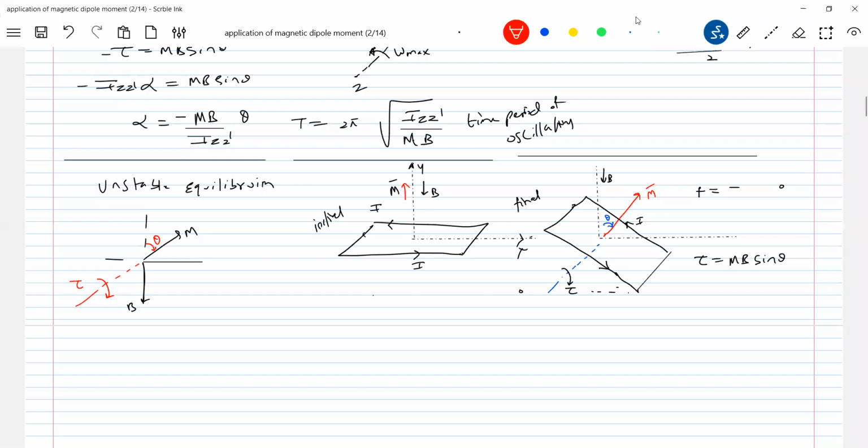So what is the condition for unstable equilibrium? The potential energy is −MB cos 180°. And what about the net torque? What about the net force? It will be 0. So what is the condition of unstable equilibrium? Net torque and net force should be 0, and the potential energy should be maximum. Then it is said to be unstable equilibrium.